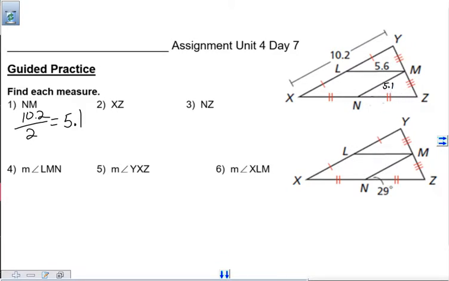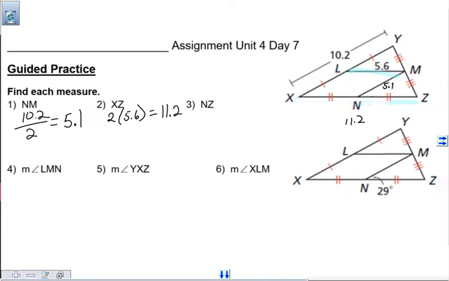Then we're looking at segment XZ, and what segment is segment XZ parallel with? LM. And what are we going to do with that 5.6? Multiply by 2, and that gives us 11.2 for the whole length of XZ.